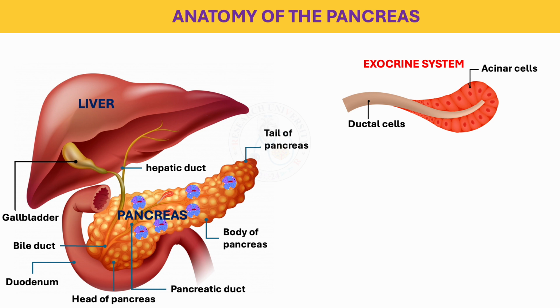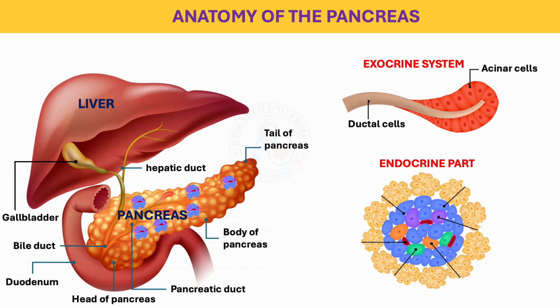Another major function is the endocrine function. The pancreas also contains small clusters of cells called the islets of Langerhans, which produce hormones. Within these islets of Langerhans, different types of endocrine cells are present, each with a specific hormone secreting function. These are the alpha, beta and delta cells.